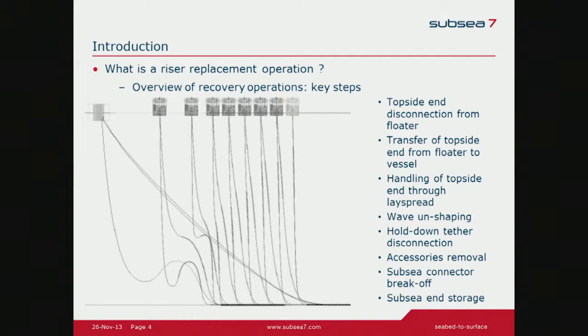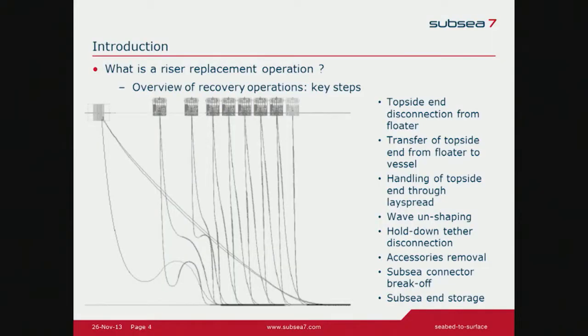Then we have handling of the topside end on board the vessel, so working on it at the moon pool area or the working area, then taking it through the lay spread, and bringing it to the storage unit like a reel or a carousel. We have the wave reshaping. It looks very easy on the spot, but sometimes it leads to some challenges subsea in order to manage the product bending radius well, due to the buoyancy section design.